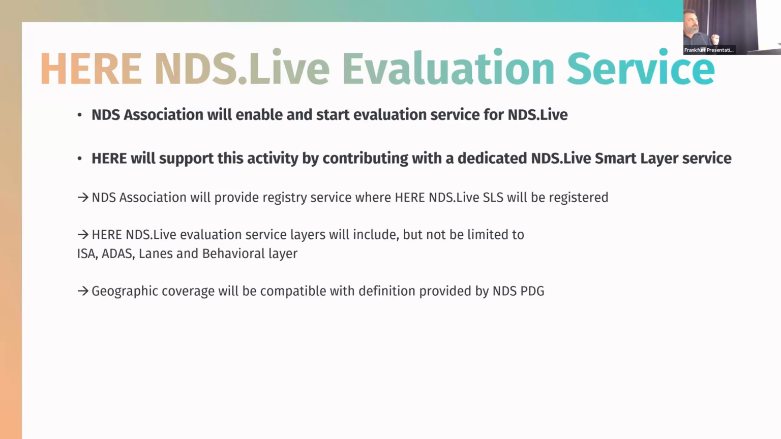We will provide our own map through this evaluation service of the NDS Association. The specification of this map is yet to be defined, like geographic scope and exact attributes, but Otto will tell details. It's more like the NDS Association will be a customer saying, I would like to have a map of Bavaria, a map of Germany with specific attributes, and we as HERE would support this idea to promote NDS.Live as a format, as a system across the industry.